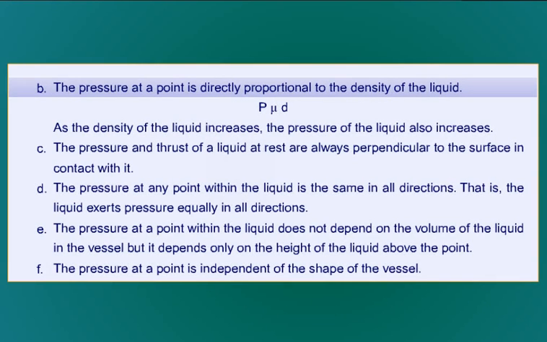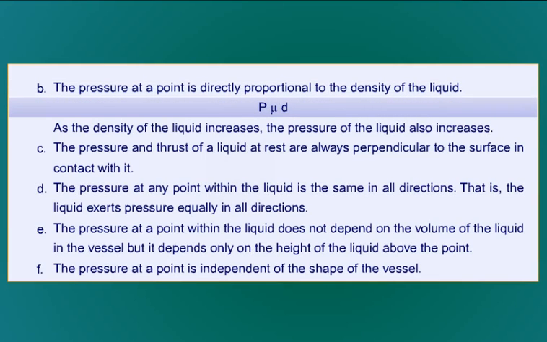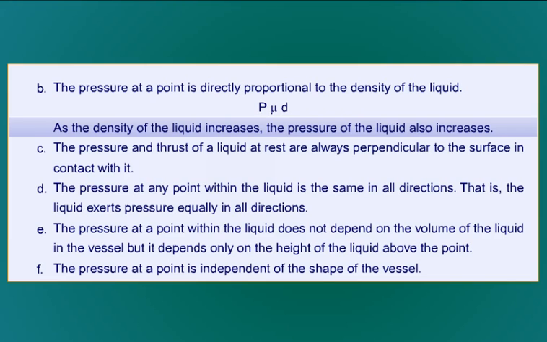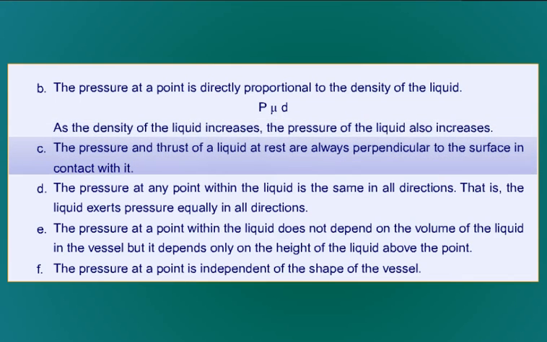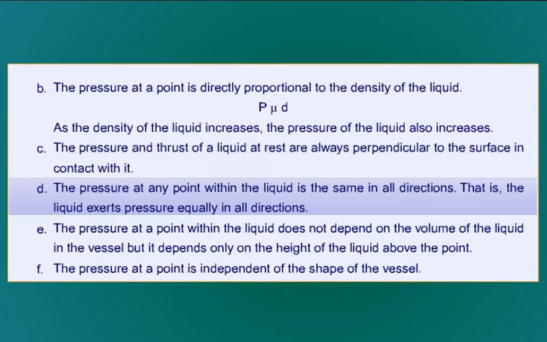Students, the pressure at a point is directly proportional to the density of the liquid. That is, P is directly proportional to D. As the density of the liquid increases, the pressure of the liquid also increases. The pressure and thrust of a liquid at rest are always perpendicular to the surface in contact with it. The pressure at any point within the liquid is the same in all directions. That is, the liquid exerts pressure equally in all directions.